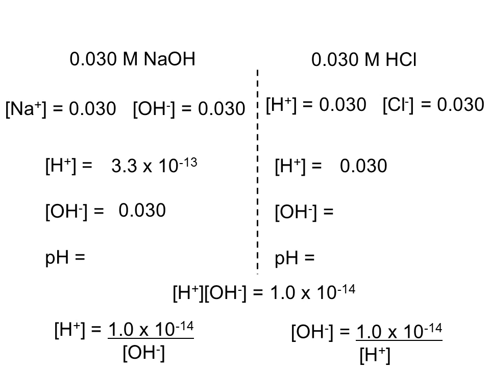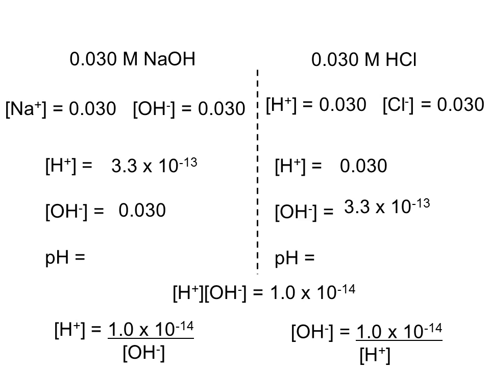So for my sodium hydroxide solution, I plug my hydroxide concentration into the formula. Proton concentration is 1 times 10 to the minus 14 divided by 0.030. That gives me proton concentration is 3.3 times 10 to the minus 13. For my acid solution, I can plug into my formula hydroxide equals 1 times 10 to the minus 14 divided by proton concentration, plug in my 0.030 into the proton concentration, and I get that hydroxide concentration is 3.3 times 10 to the minus 13.